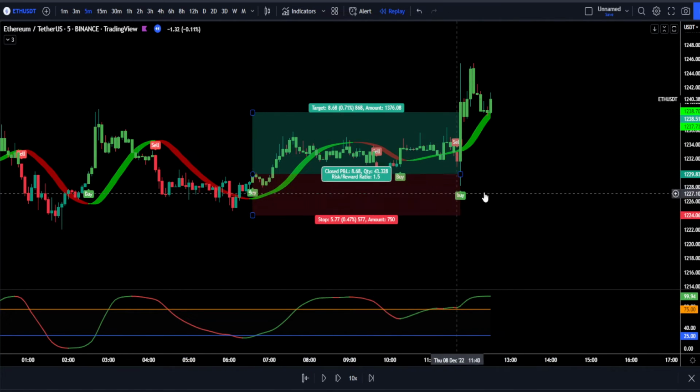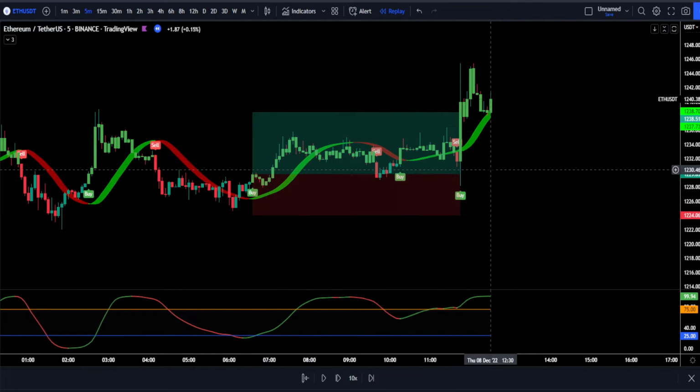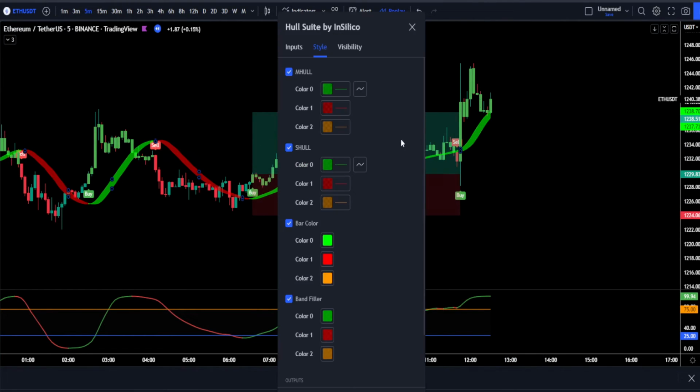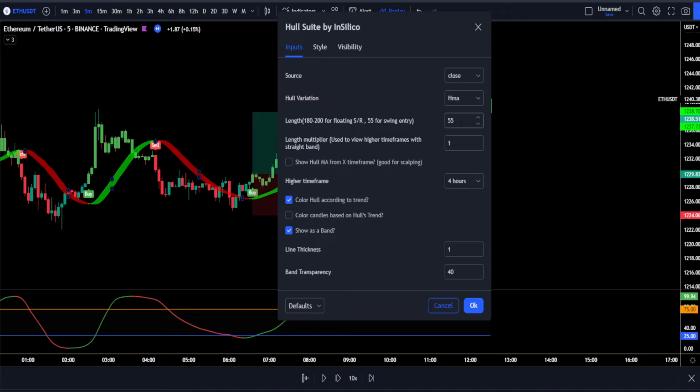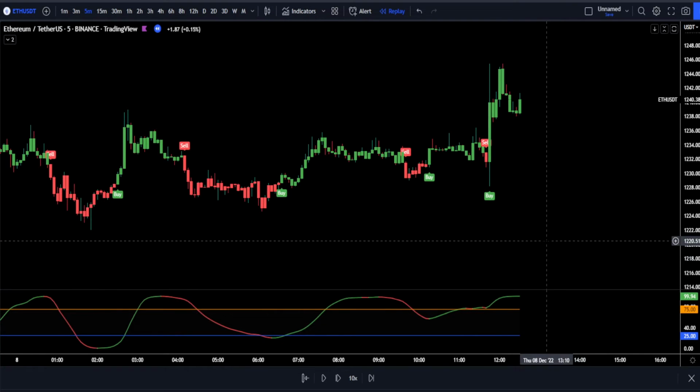Adding a good baseline to a chart is always a good idea because it gives you more safety. I would personally probably change the length of the Hull Suite, maybe from a 55 here to 144, and take a look and see if it eliminates more bad signals. If you don't want to add a baseline to the chart, that is okay. You can add a volume indicator instead.